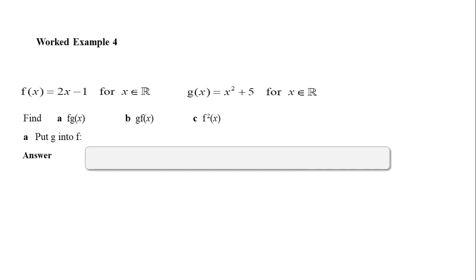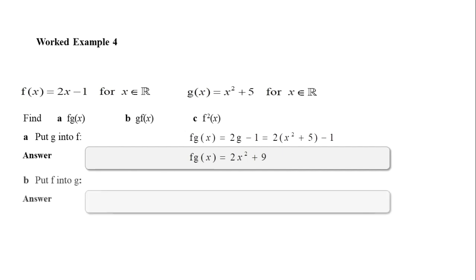If you have to put g into f, then it will be 2g minus 1. And remember, the value of the g is x squared plus 5. This x squared plus 5 will be multiplied by 2. So it will become 2 times x squared is 2x squared, 2 times 5 is 10. That 10 will be subtracted by 1. Then it will give you an answer of 2x squared plus 9.